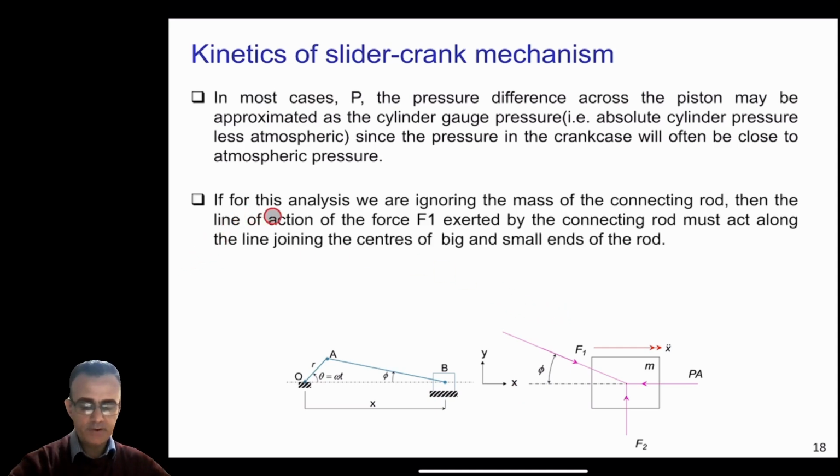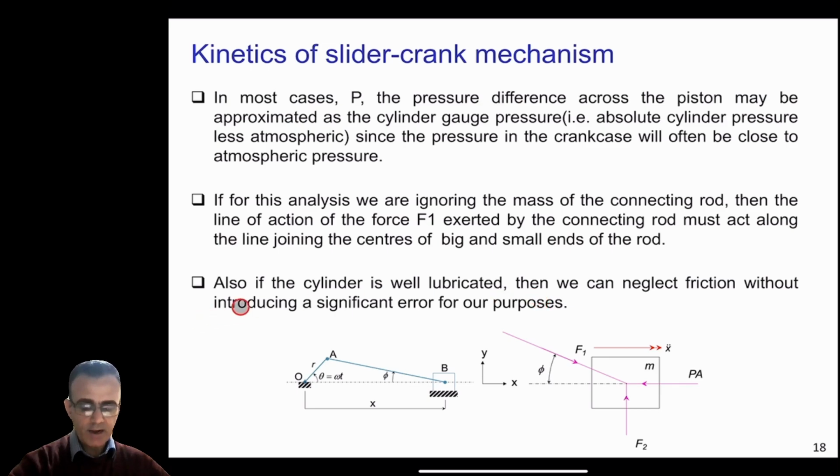Now if for this analysis we are ignoring the mass of the connecting rod, then the line of action of the force F1 exerted by the connecting rod must act along the line joining the center of the big and small end of the rod. So this means that it should be along the line of the connecting rod here. And also if the cylinder is well lubricated, then we can neglect the friction without introducing a significant error for our purpose. Because the piston is often very well lubricated, you can ignore the friction forces here.